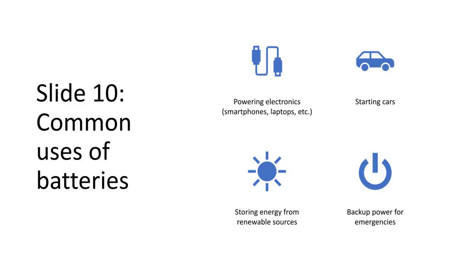Batteries are also used to store energy from renewable sources such as solar and wind power. This stored energy can be used when the renewable sources are not available, providing a more stable and reliable power supply. Finally, batteries are used as backup power for emergencies, providing power during power outages or other emergencies. Understanding the common uses of batteries is crucial in understanding how batteries impact our daily lives.